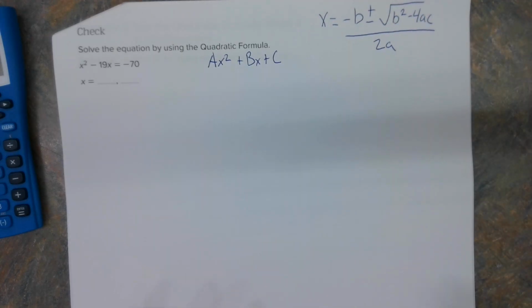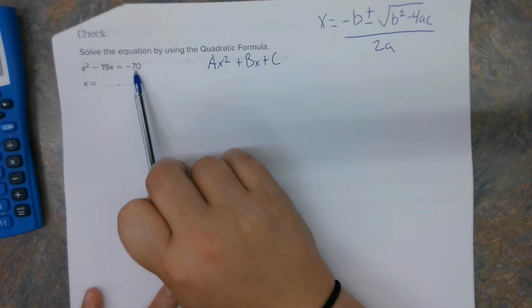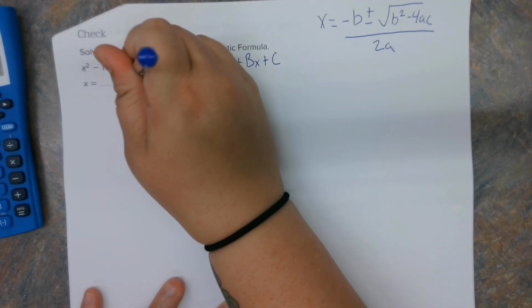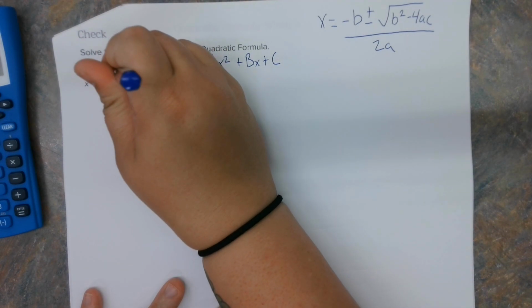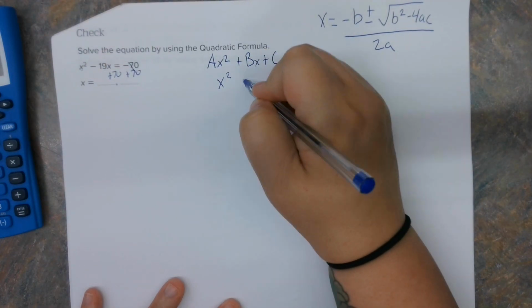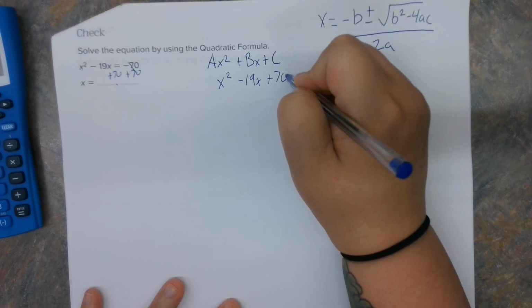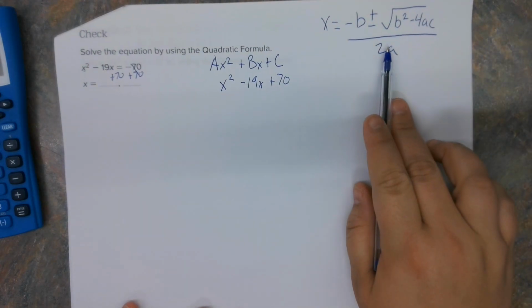Okay, are you ready? You should have noticed here that this is not in standard form, so you're going to have to fix it. So if I add 70 to both sides, that'll put it in standard form for me. So now I have x squared minus 19x plus 70. And now I can plug into the formula.